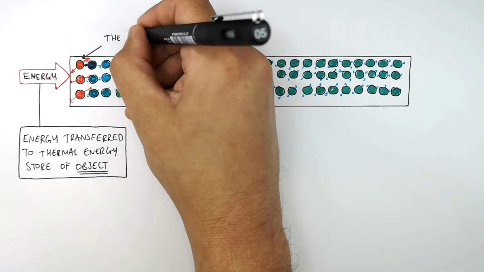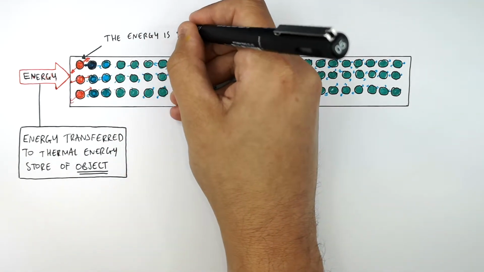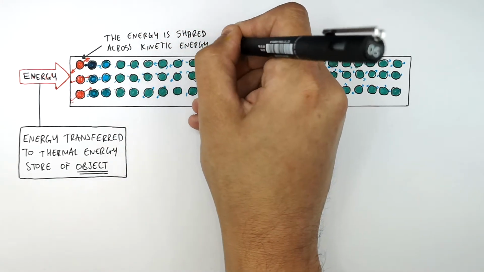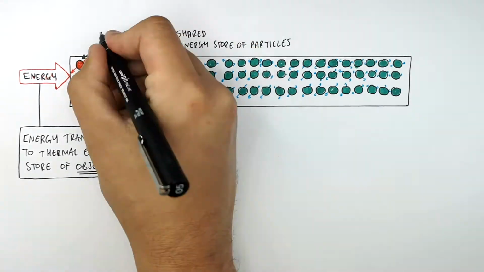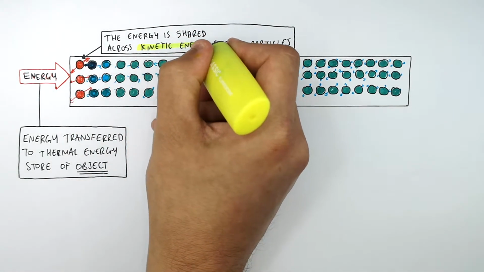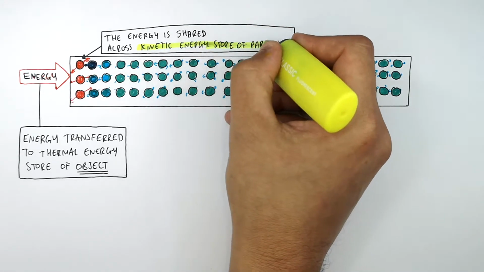So the energy that is being transferred into the thermal energy store of the object is being shared across the kinetic energy store of the particles. The thermal energy store of an object can also be described as the kinetic energy store of the particles in that object.